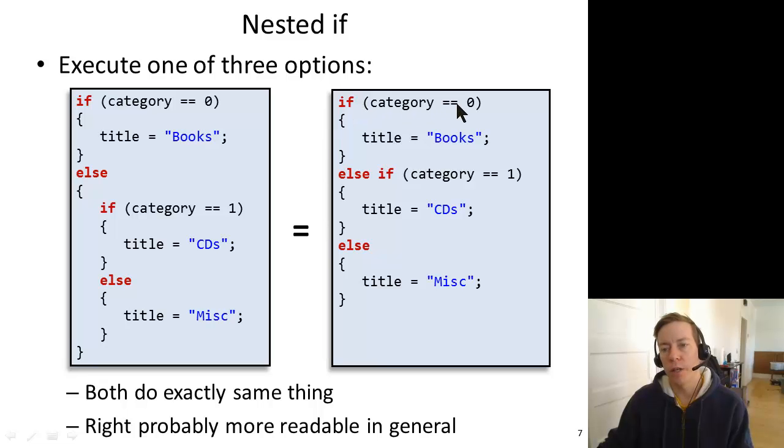We're seeing if category equals 0, do this. Else if, we've just moved this if from inside the else block to on the same line with the else. If this, do this. Else if this, do this. Else if neither of these were true, do this. Only one of these title lines will execute. One of the three will execute. No more than one of them will execute, but you're guaranteed if the first one doesn't go and the second one doesn't go, then it's going to do the third one.